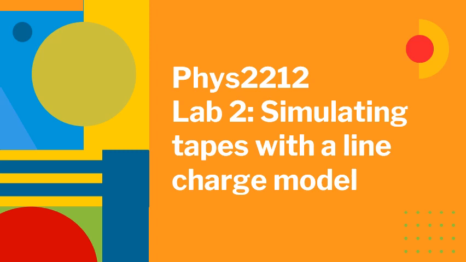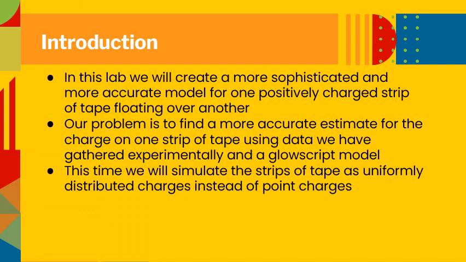This is my presentation for Lab 2 on simulating tapes with a line charge model. In this lab, we will create a more sophisticated and more accurate model for one positively charged strip of tape floating over another. Our problem is to find a more accurate estimate for the charge on one strip of tape using data we have gathered experimentally and a GlowScript model.